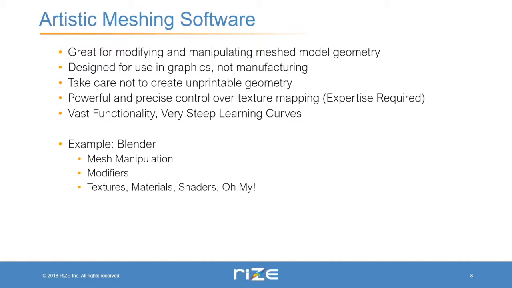So the example I'm going to demo for this type of software is Blender. Blender is great for a couple different things that I'm going to show you. There's mesh manipulation, and some very useful modifiers, which are useful not just for applying color and texture, but also for solving the types of issues that you may encounter. And then I'll touch a little bit on applying color and texture, but as I've mentioned, it's such a huge topic that it's not really something that can be explored deeply in a single webinar.